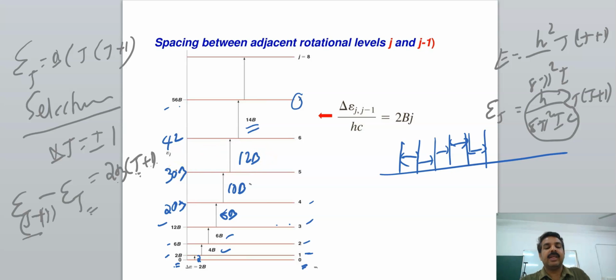So the main point here is rotational lines. In rotational spectroscopy, in the case of a rigid diatomic rotator, rotational lines are equally spaced. Okay, I'm stopping here. We will discuss more about rotational spectroscopy in the next video. Okay, thank you.